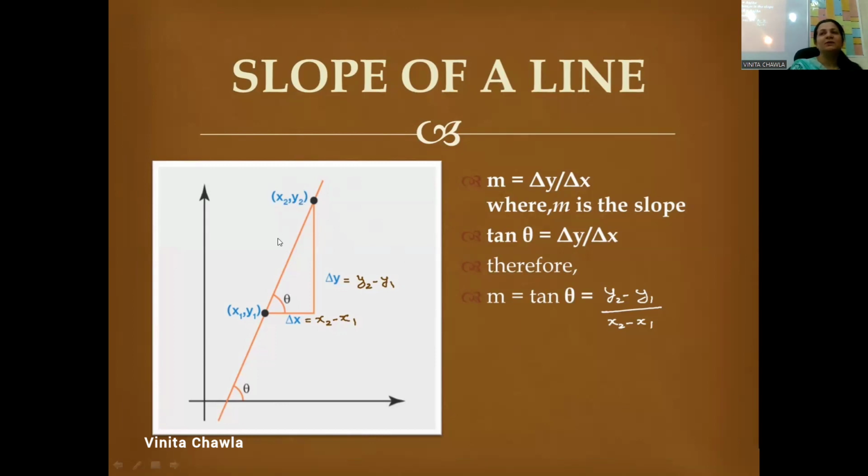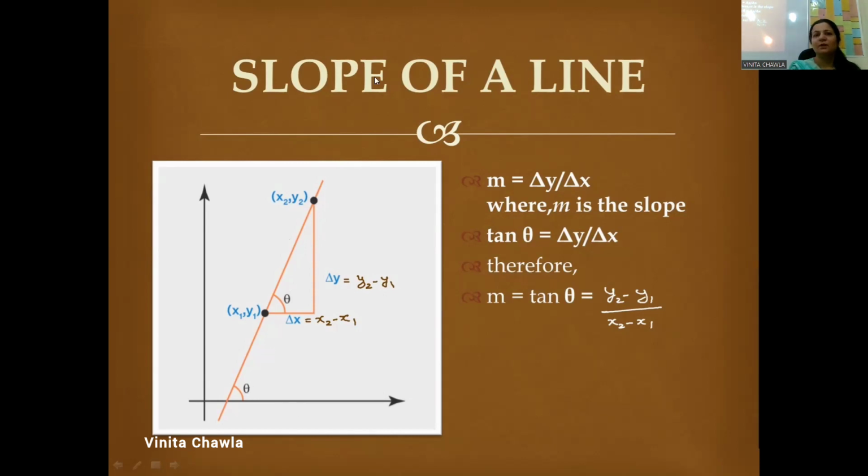Slope of a line means inclination of the line with x-axis. So we can also find slope by taking tangent of this angle theta. Theta is the angle, you can see. It shows the inclination of the line.